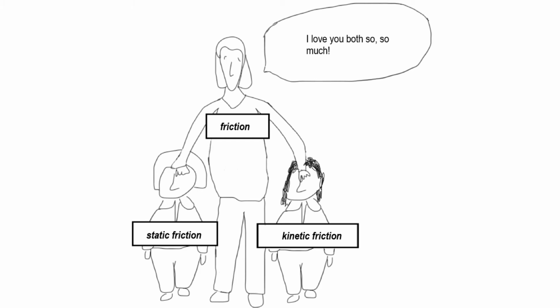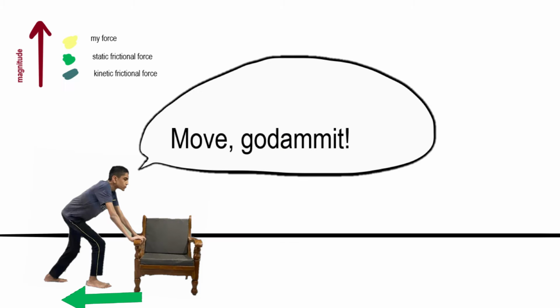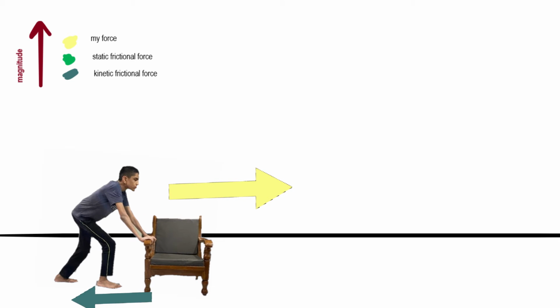There are two different types of friction: static friction and kinetic friction. Static friction is a friction that resists the initiation of motion. It tries to prevent two surfaces from sliding across each other. Static friction is the reason why I am unable to push this couch along the floor. However, if I could push it hard enough, eventually I could overcome the opposing force of static friction, as it has an upper limit.